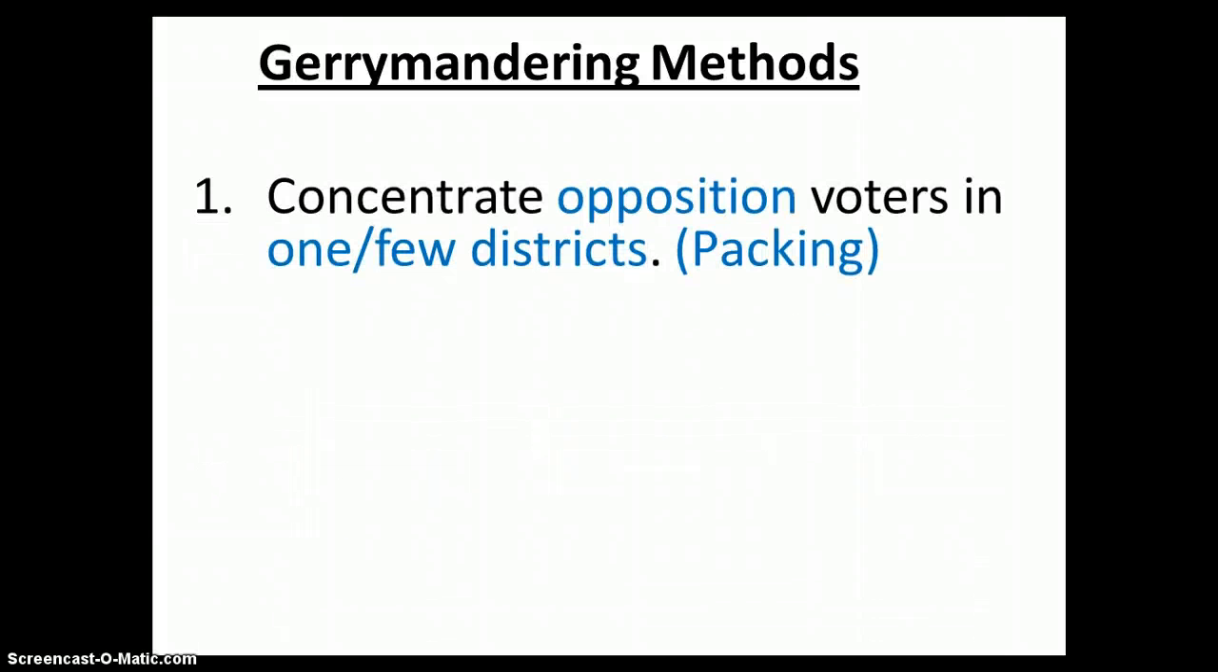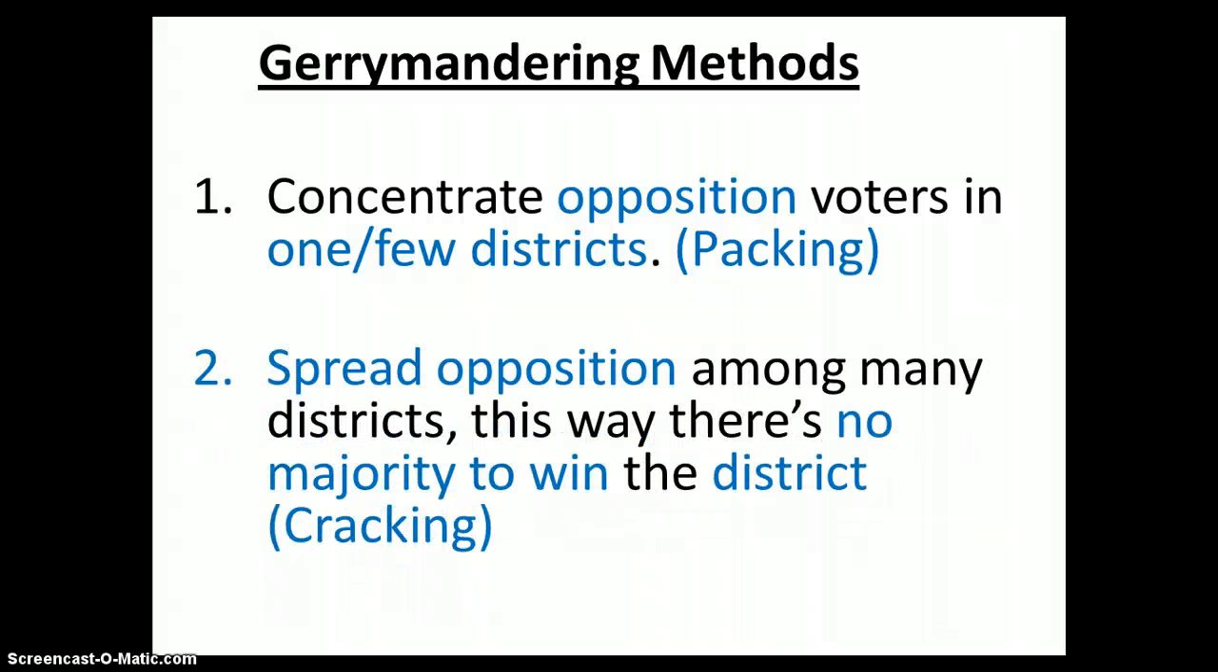There are two methods of gerrymandering. The first is the party in power will concentrate opposition voters in one or a few districts so that the opposition voters don't have as much influence as they would if they were spread out amongst many districts. This method is called packing, where you pack all the opposition voters into a few districts. The second method is called cracking. This is where you spread the opposition among many districts, weakening their influence. This way there's no majority to win the district, and the majority party will be more represented. Packing and cracking are the two methods of gerrymandering.